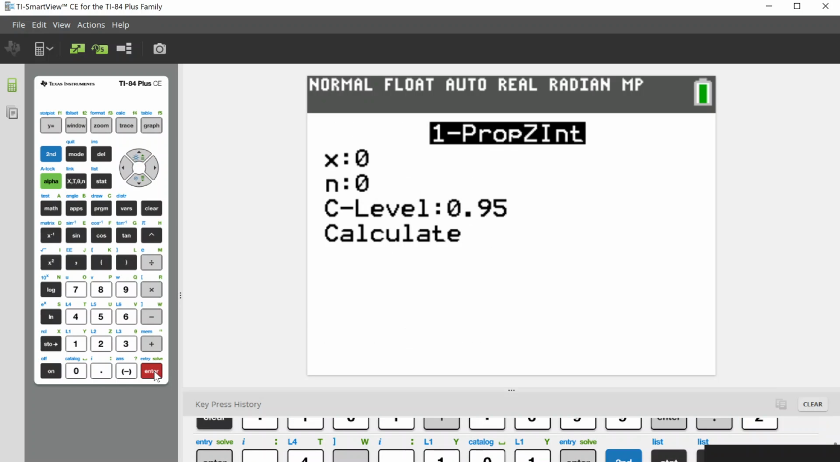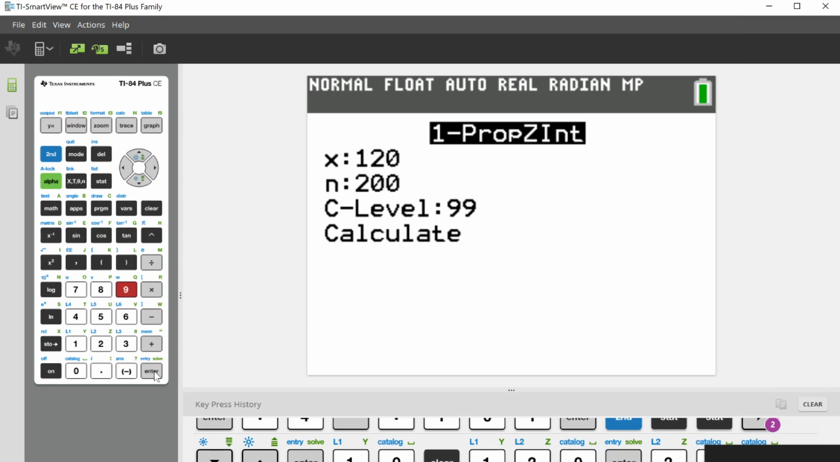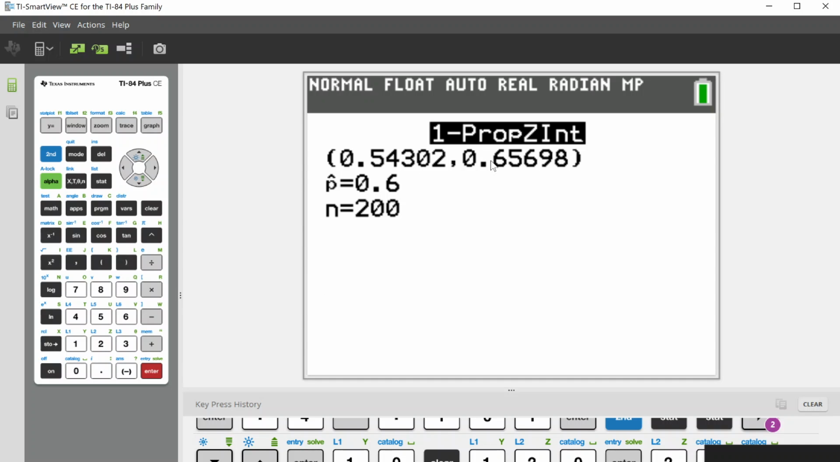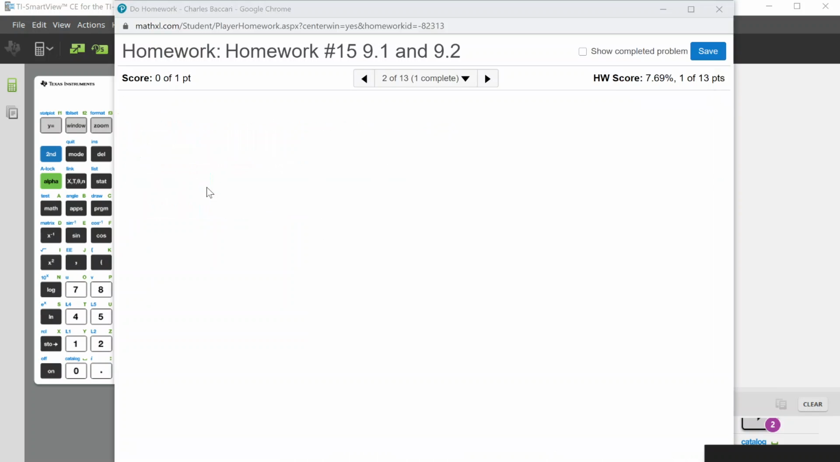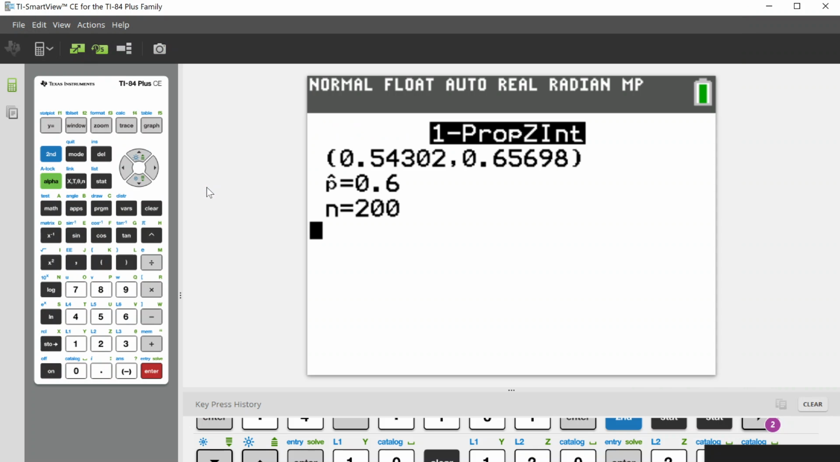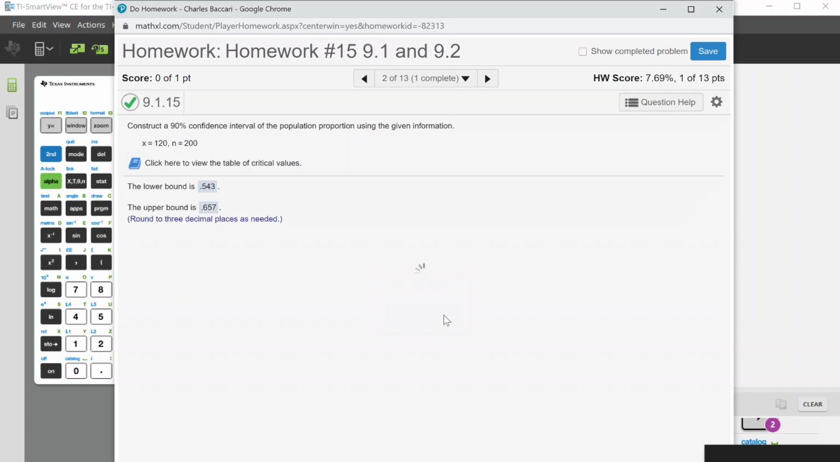So we go to one prop z int, and then you're going to put x is 120. You're going to put n is 200, and the confidence level is 90% from the problem. And this is your interval, so this is lower, this is upper. So to 3 decimal places, 0.543 and 0.657. Check it and it's good.